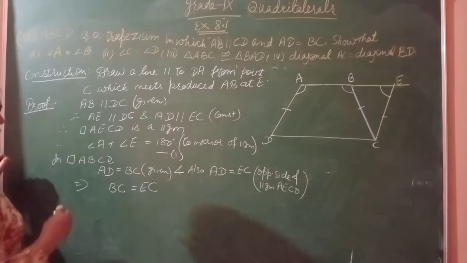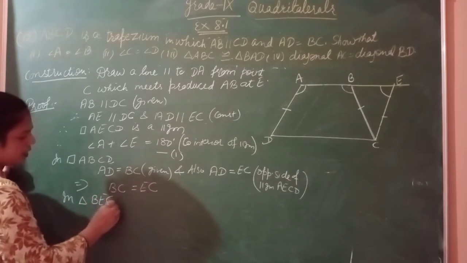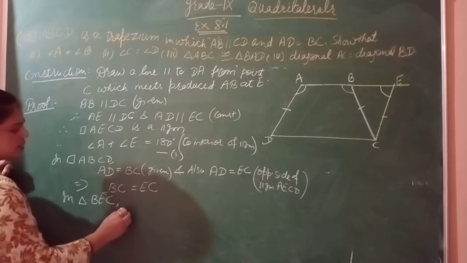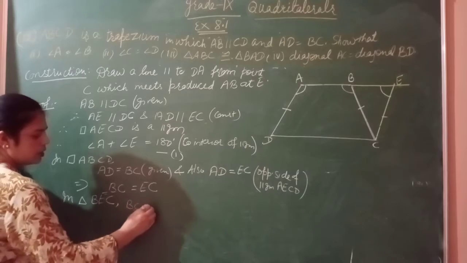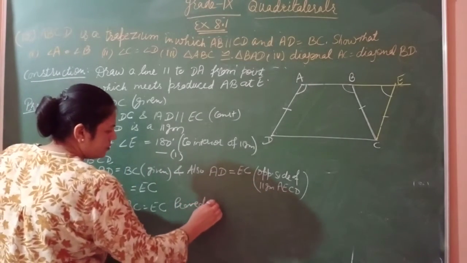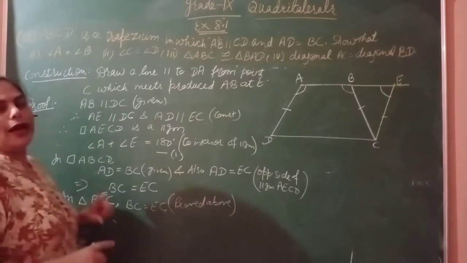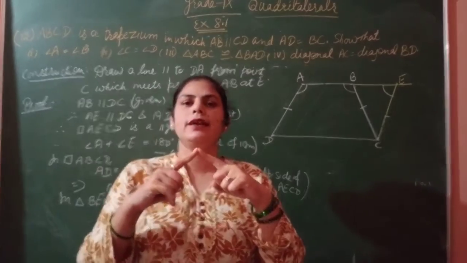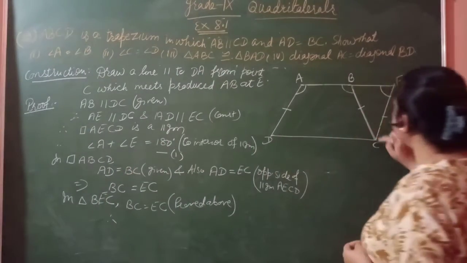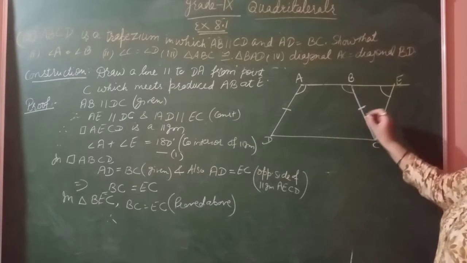So in triangle BEC, we have two sides equal to each other. BC is equal to EC, proved above. So therefore, we know that in a triangle, if two sides are equal, then their opposite angles are also equal. So in this triangle BCE, we proved that BC is equal to EC.